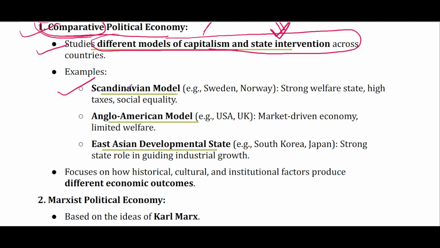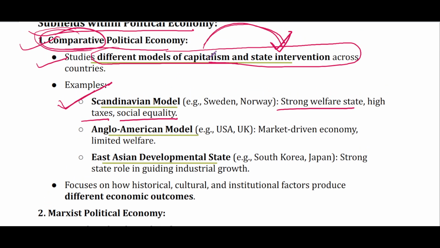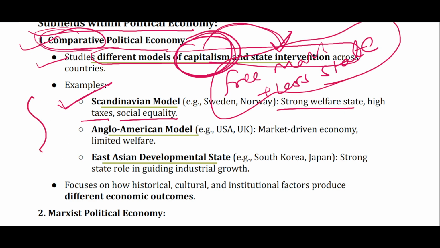So for example, this is the Scandinavian model, which is a model of strong welfare state, high taxes and social equality. ये एक different model है. यहाँ पे same capitalism जो है, free market and less state. Those two key features of capitalism ये इन सब examples के अंदर present हैं.